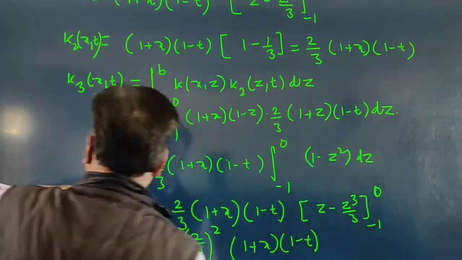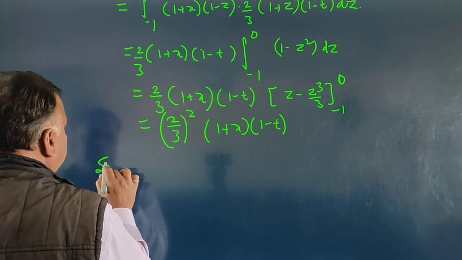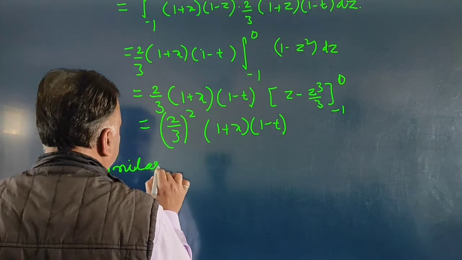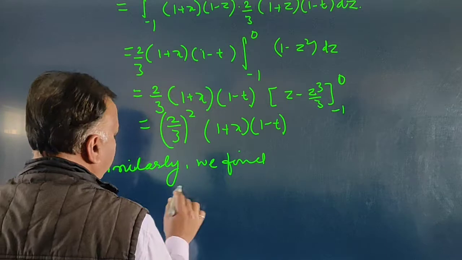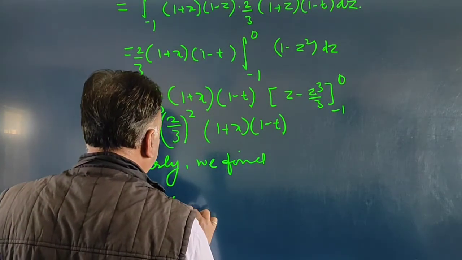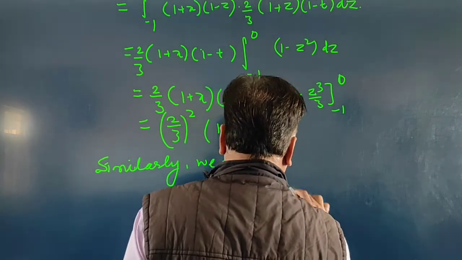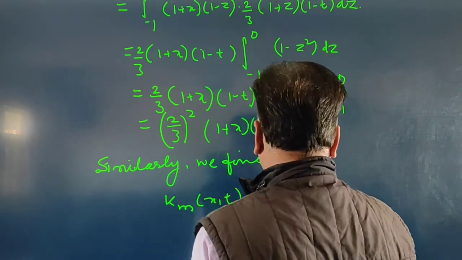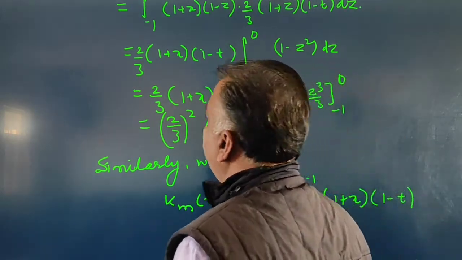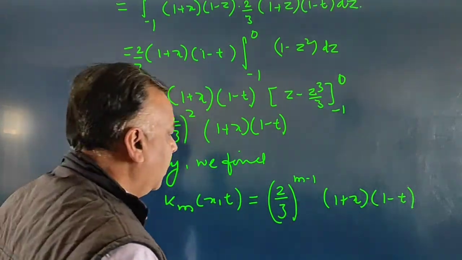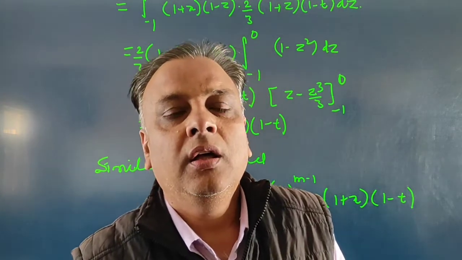If we proceed in the same way, we find the mth iterated kernel. Similarly, we find the mth iterated kernel km(x,t). So km(x,t) is equal to (2 by 3) raised to m minus 1 into (1 plus x)(1 minus t). This is the mth iterated kernel. Now, with the help of this iterated kernel, we have to find the resolvent kernel.